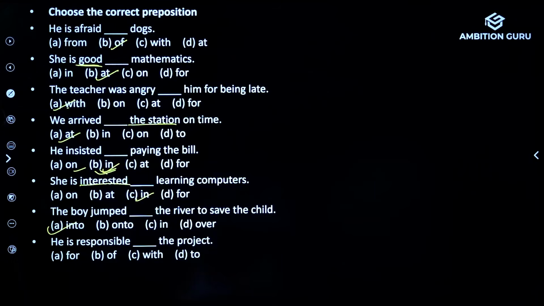Next, he is responsible for the job, for the project, of the project, with the project, to the project. Okay, yeah, I can say the beautiful answer. Absolutely correct. So here should be for. He is responsible for the job project. Okay, thank you, all of you.